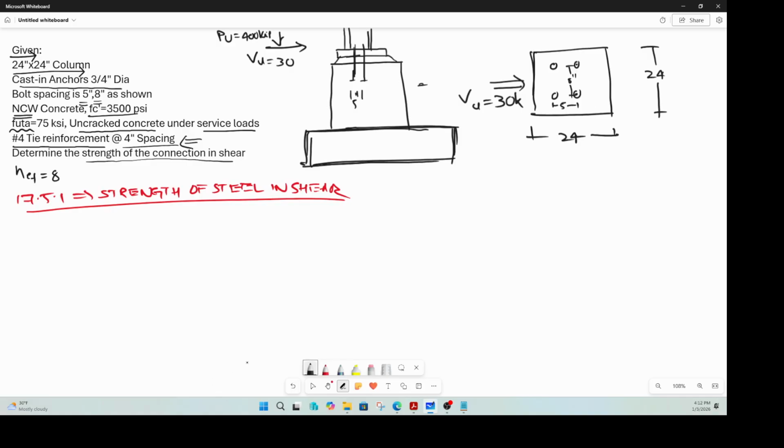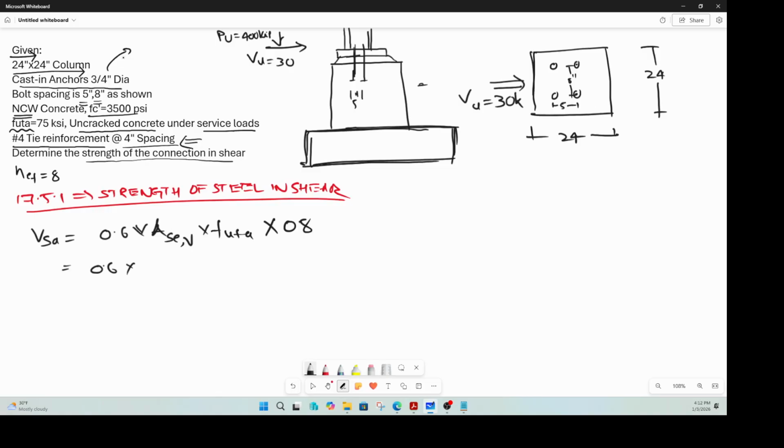So strength of steel in shear, as we saw, it is nothing but VSA is 0.6 times ASEV times the FUTA. But then there is an additional 0.8 factor because we have grout here. Okay. So that is nothing but 0.6.